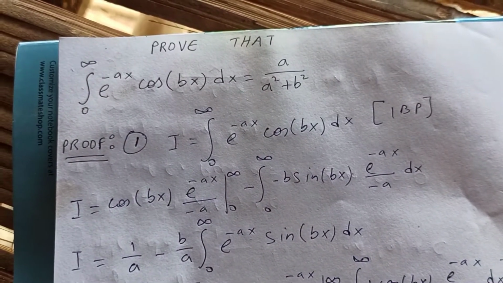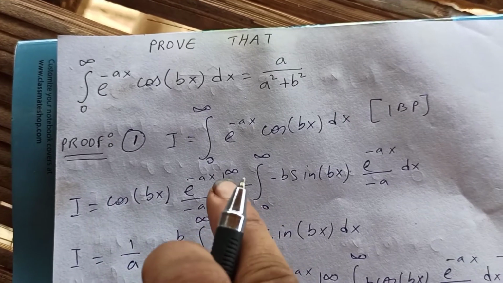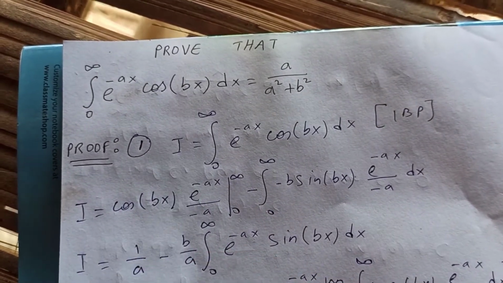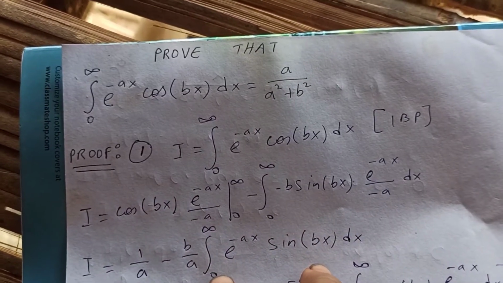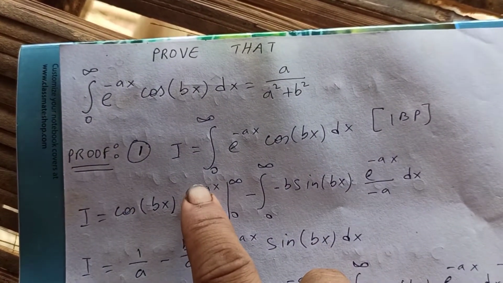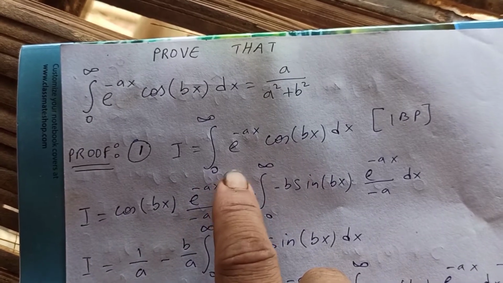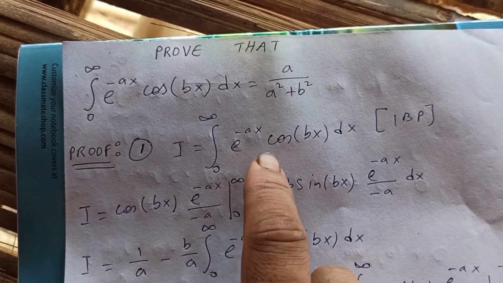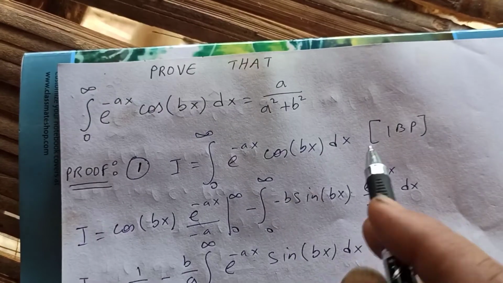Now I'm going to prove this in two ways. The first one is just using integration by parts. So let our integral be I, equal to the integral from 0 to infinity of e to the negative ax cos bx dx.